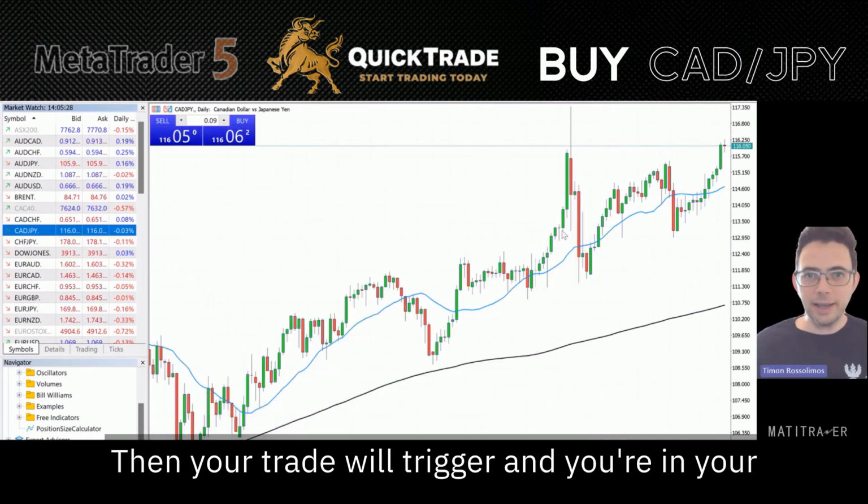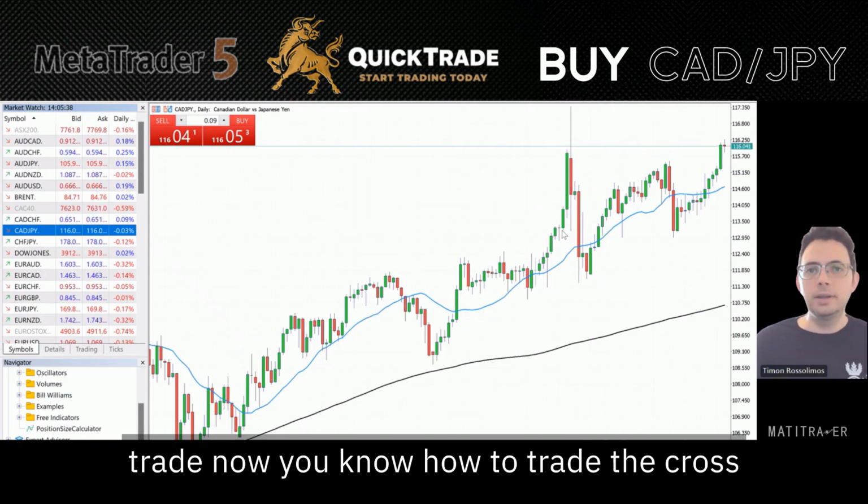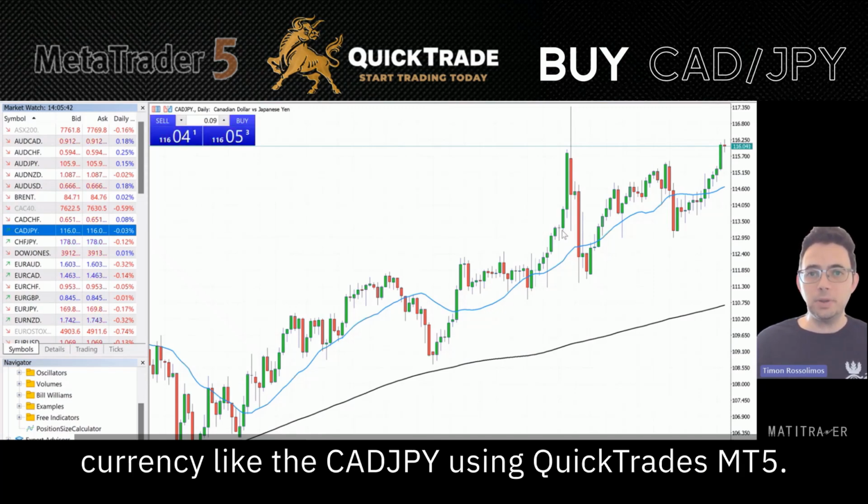Then your trade will trigger and you're in your trade. Now you know how to trade the cross currency like the CADJPY using QuickTrade's MT5.